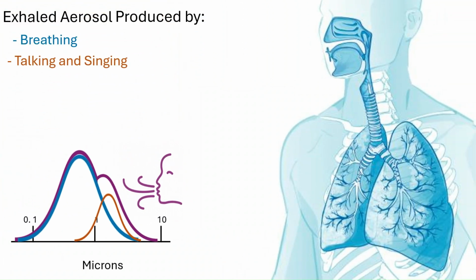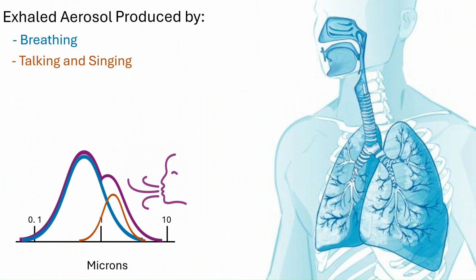Now then, what about talking and singing? The first thing you may notice when you look at the size distribution of exhaled aerosol is that the size of aerosol due to talking and singing is slightly larger than those from breathing. The reason for this is that when you talk and sing, aerosol is produced in a completely different mechanism in a completely different region of the respiratory system.